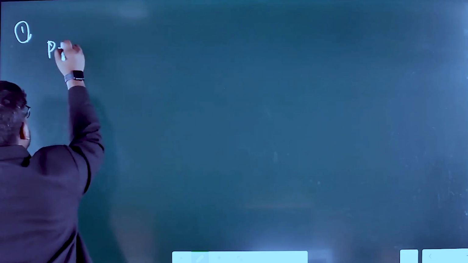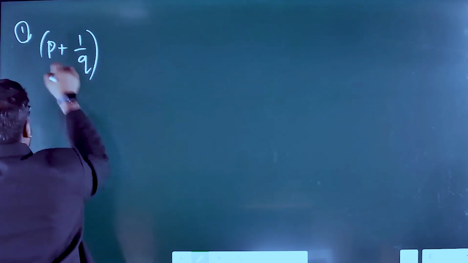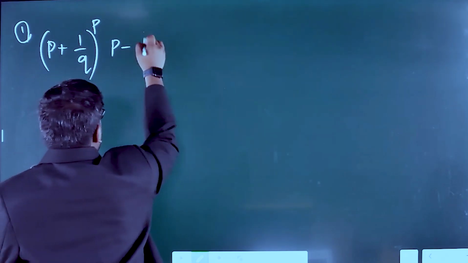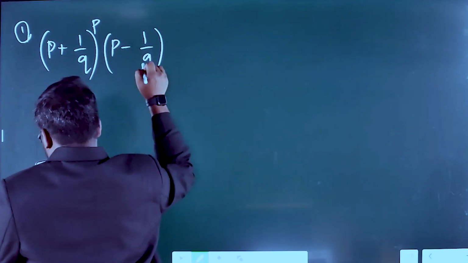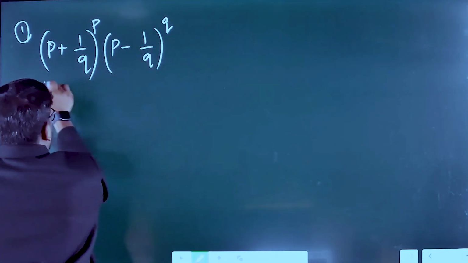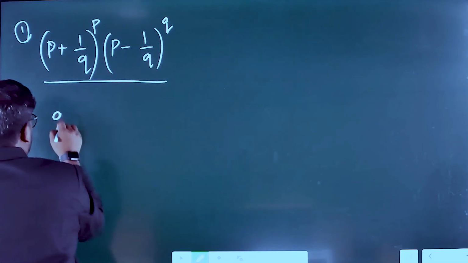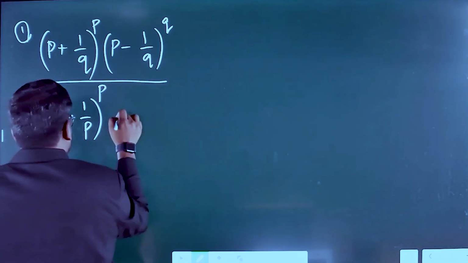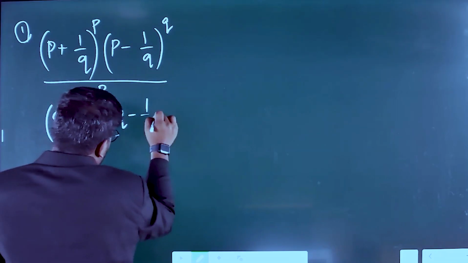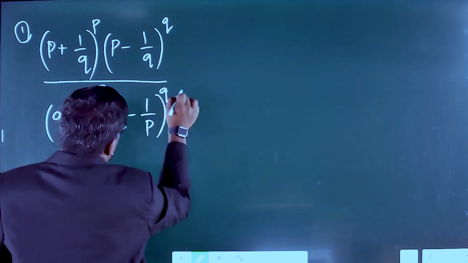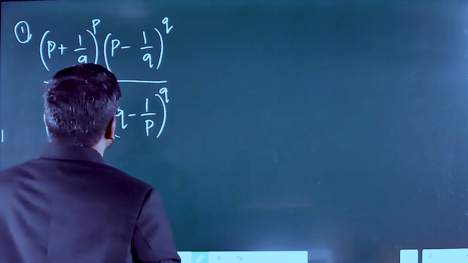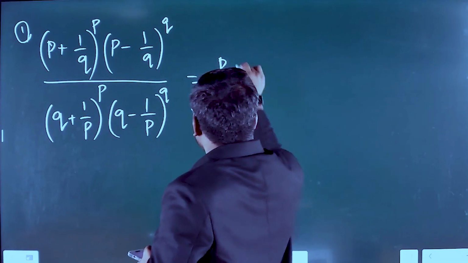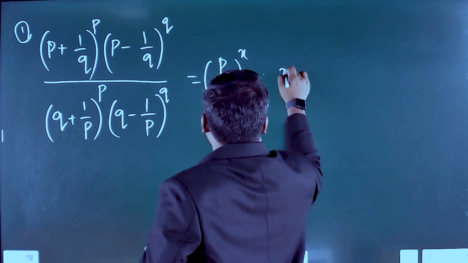So p plus 1 by q whole power p into p minus 1 by q whole power q, divided by q plus 1 by p whole power p into q minus 1 by p whole power q, is equal to p by q whole power x. Find x.